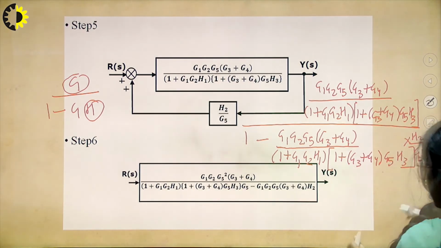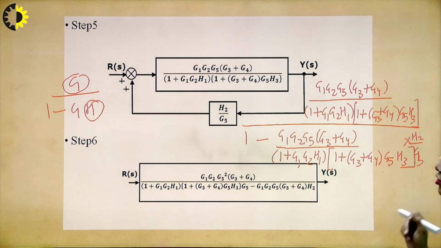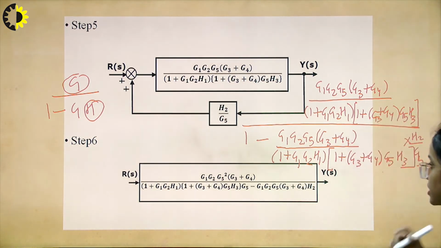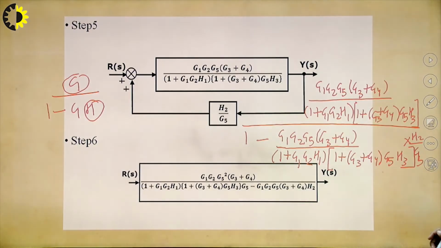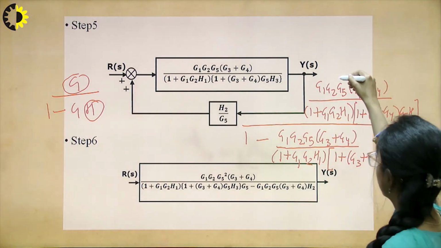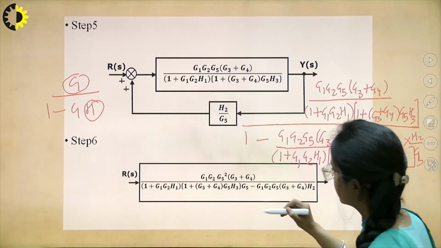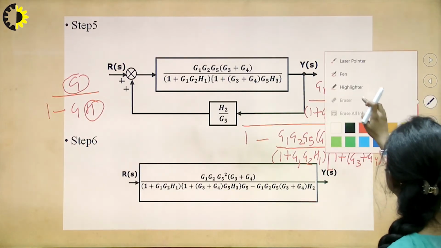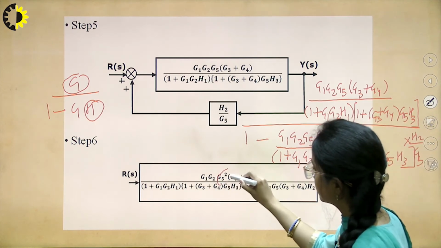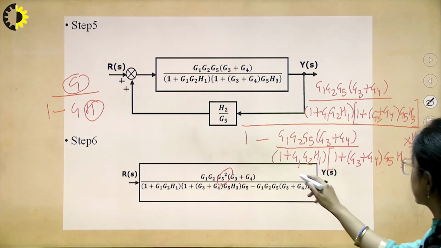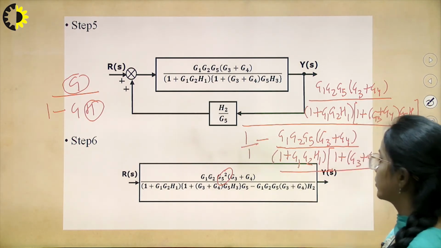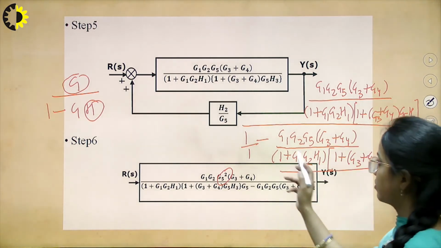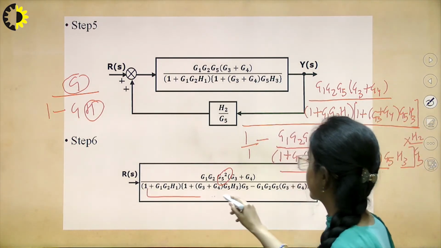H2 by G5. So here we see that we have to reduce this particular block diagram and obtain the simplified expression. Here this G5 goes into the numerator, this G5 goes into the numerator, and here we have G5 square. Then this complete term, we can see that after we take the LCM and multiply it by 1, the complete term is being reflected here.